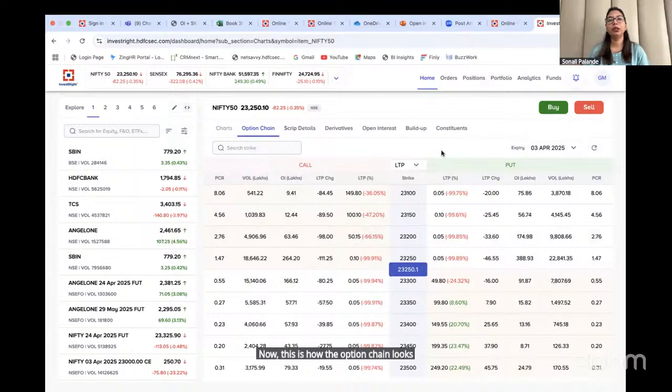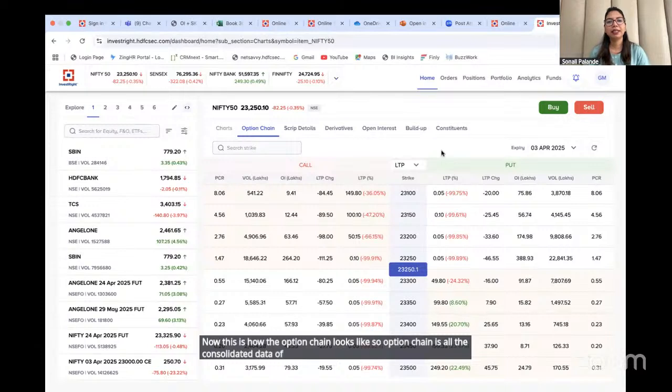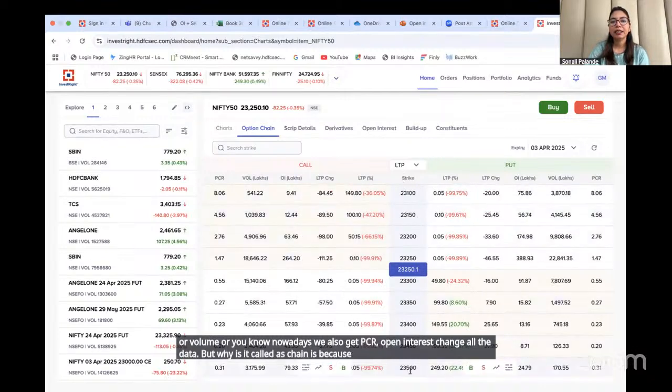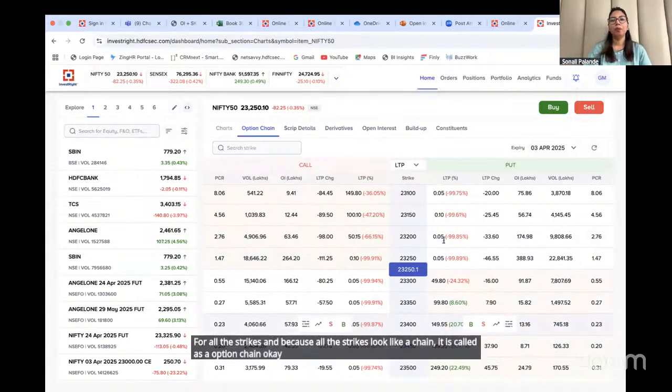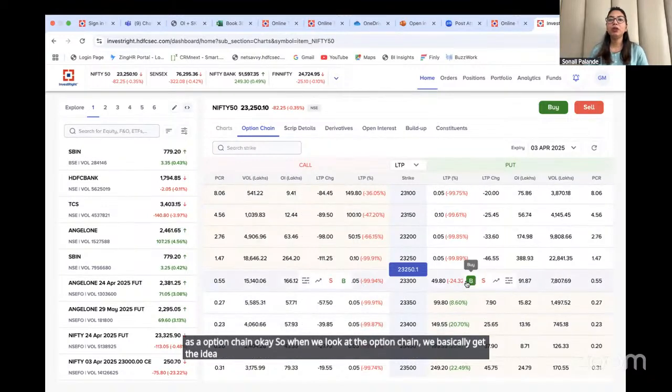So option chain is all the consolidated data of open interest and various other things like LTP or volume, or nowadays we also get PCR or open interest change, all the data. But why is it called a chain? Because we are getting this for all the strikes, and because all the strikes look like a chain, it is called an option chain. So when we look at the option chain, we basically get the idea what is happening on each of the strikes in terms of OI, in terms of volume, in terms of OI change, everything.